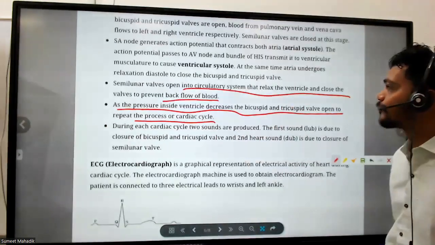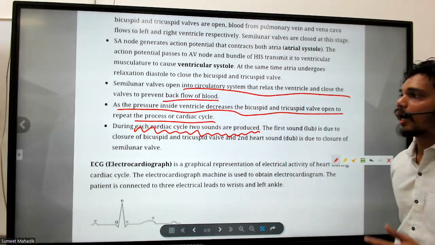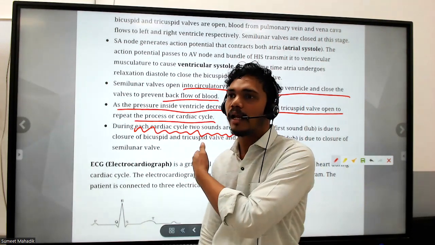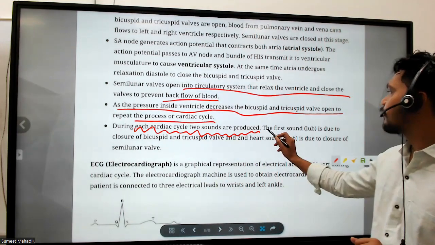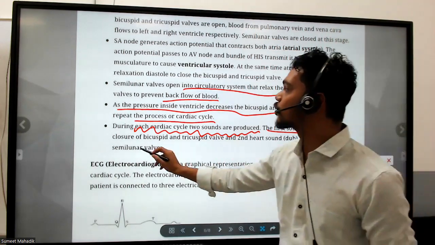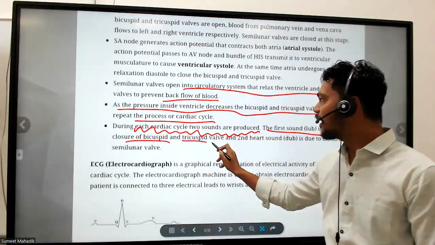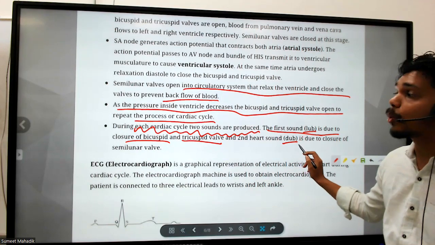Let's talk here. During each cardiac cycle, two sounds are produced. In Bollywood, dhak dhak is the sound of the heart. It's a lup dup, not dhak dhak. Okay. So what is lup dup? The first sound, lup, is due to the closure of the bicuspid valve. So bicuspid valves are closing first, then tricuspid valve. So lup and dup, these are the sounds.